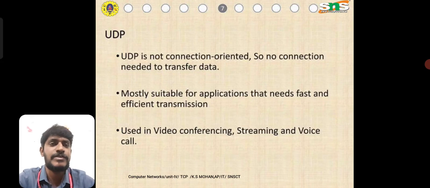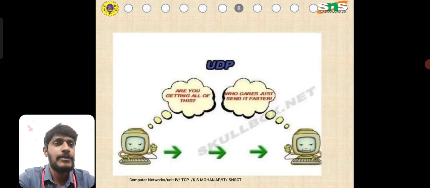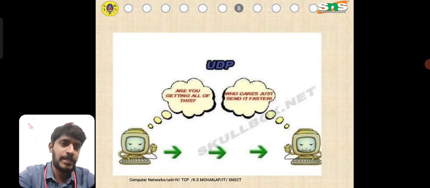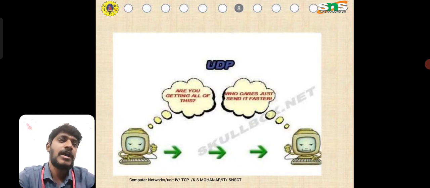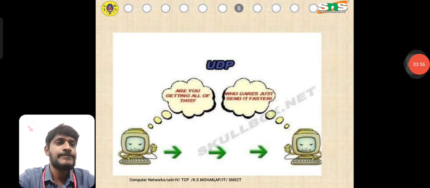UDP is the most efficient and fast. It can just send faster. UDP does not bother about all the other aspects. It sends whatever it has to send quickly, and it reaches the client from the server very easily.